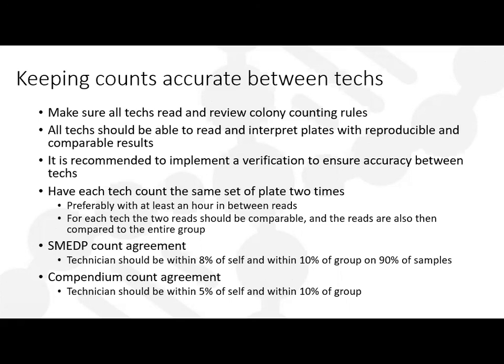The compendium says technicians should be within 5% of themselves, a little bit of a tighter restriction there, and then 10% within the group. So here at Cherney, we do follow the compendium, and we make sure that our technicians do this quarterly and have 5% within their self reads and then 10% within the group of technicians to make sure that everybody here is on the same page for how to read and interpret different colony counts.